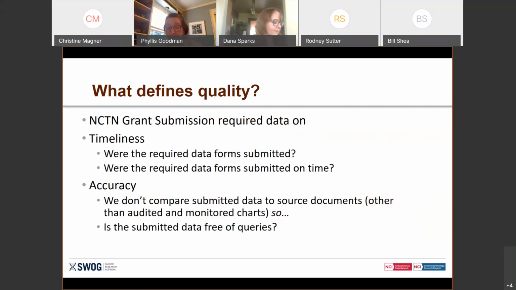When the grant to support SWOG activities at the SDMC is submitted to the NCI, we're asked to provide data regarding the quality of the data that are collected. Specifically, the grant asks us for data on timeliness of data submission and accuracy of the data. For timeliness, they're looking for whether the required forms were submitted and whether they were submitted on time. And for accuracy, other than charts that are identified for either auditing or monitoring, SWOG doesn't compare the data on the forms to what's in the source document. What we can provide is statistics on whether or not, upon review by the data coordinator at the SDMC, the submitted forms are free of queries. Next slide.